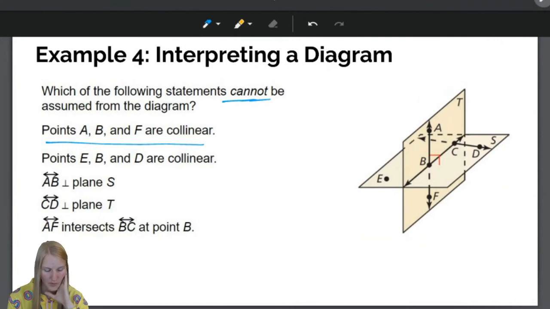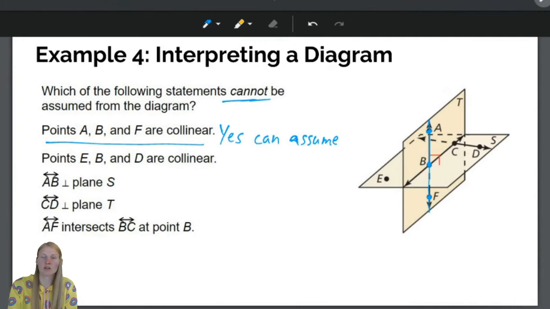So, points A, B, and F are collinear. They are all on the same line. And that's what it means to be collinear, for all of the points to be on the same line. So yes, we can assume. Because it's right there in the diagram. A, B, and F are on the same line in this diagram. It's right there, so we can assume that.